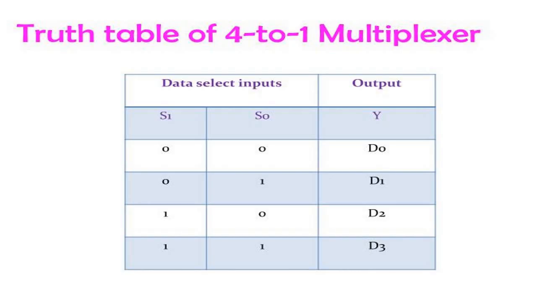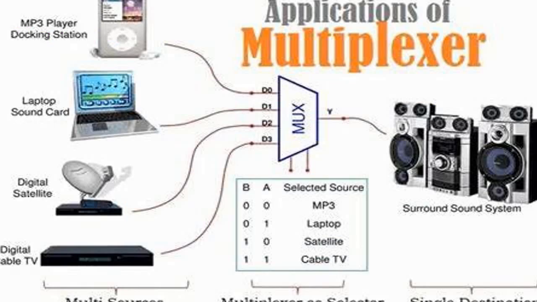When S1 is 1 and S0 is 0, D2 is selected as the output. When S1 and S0 are 1, D3 is selected as the output. So this is the application of the multiplexer.